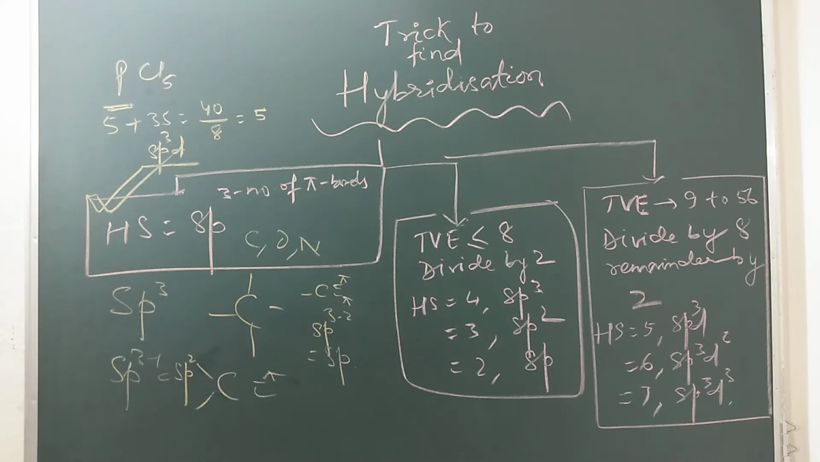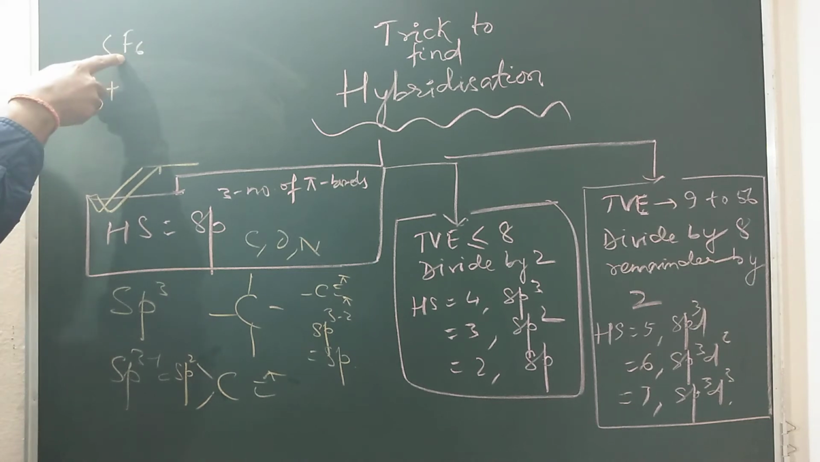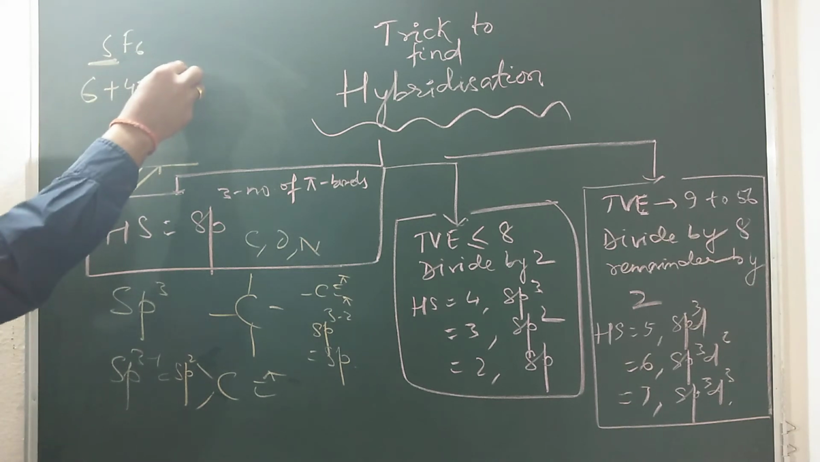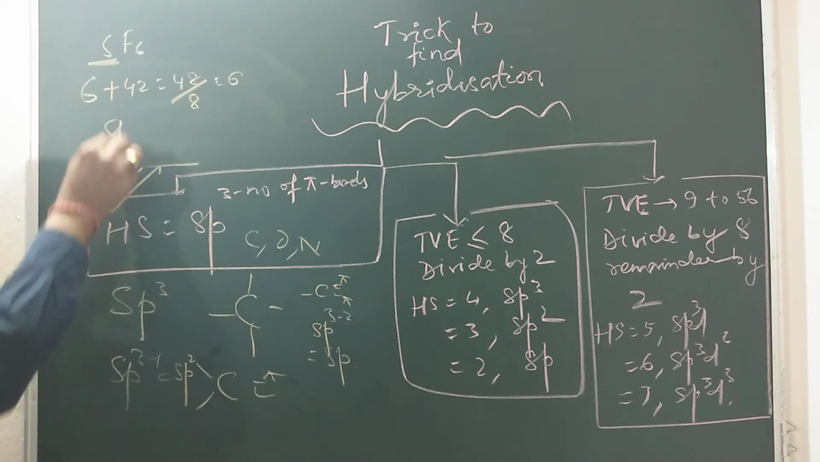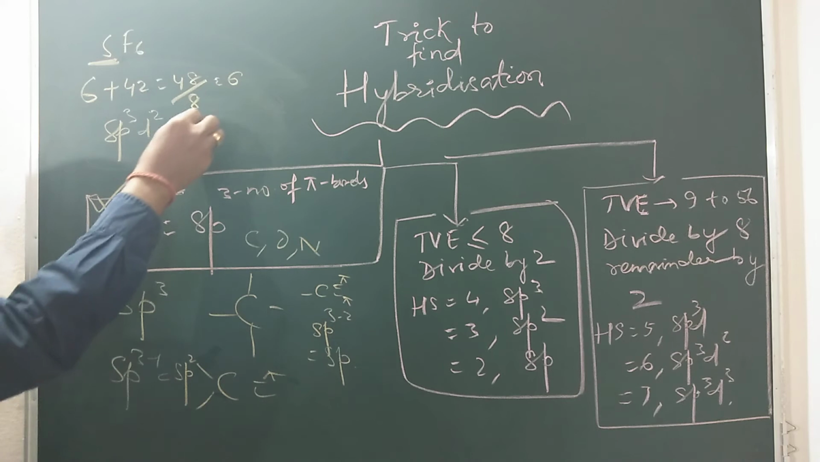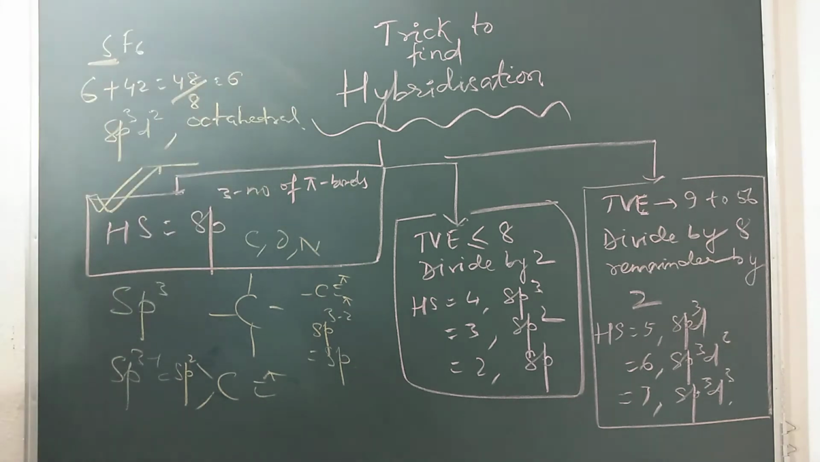If we want to see some other molecule, like SF6, the valence electrons in sulfur are 6 and fluorine is 7, so 7 times 6 is 42. So 42 plus 6 is 48, divide by 8, so it will be 6, so it will be sp3d2, and the shape of the molecule will be octahedral. So this way you can find out the hybridization of any molecule, either ion, cation, anion, anything.